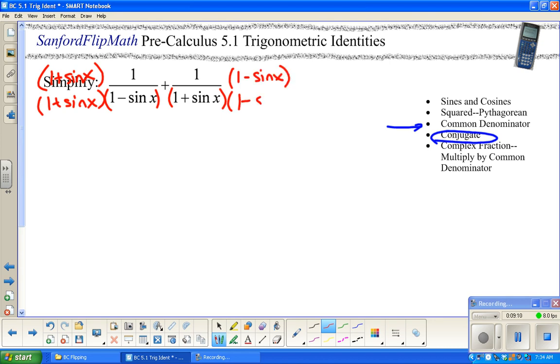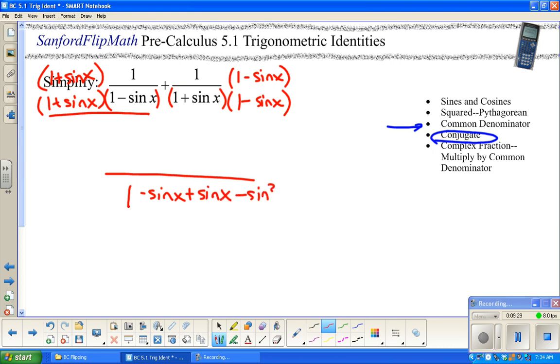Okay, so I'm multiplying each of these by the other denominator, which again happens to be their conjugates. So on the bottom here, the new denominator is going to be 1 times 1 is 1. Outer is negative sine. Inner is positive sine. And minus sine squared. In the numerator, well, 1 times that plus 1 times the other one. Okay, so all of this is equal to that. Does that look better or not?